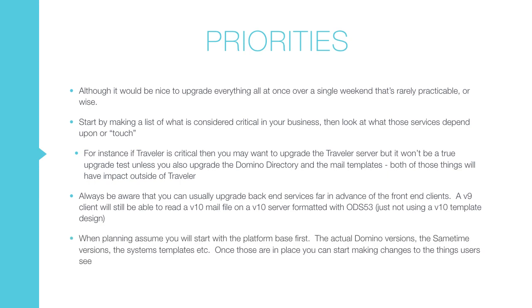So when planning, always assume you're going to start with your platform base first. That's the actual Domino versions, the actual Sametime versions, the system templates, and versions of Traveler. Once those are in place, you can start making changes to the things the users actually see.